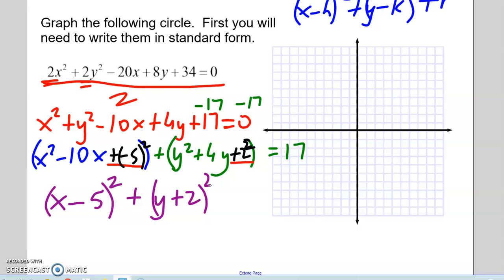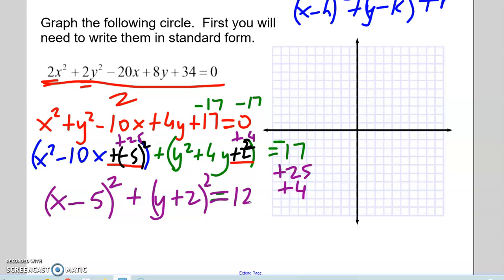And oops, I forgot. So over here, we added 25 and we added 4. So I've got to add those to the other side of this equation too. So I add 25 and I add 4. So whatever I added to this side, I had to add to the other side. So notice this was negative 17. So negative 17 then plus 25 plus 4, so that's 29 minus 17, so I get 12 out of that. So this is equal to 12.